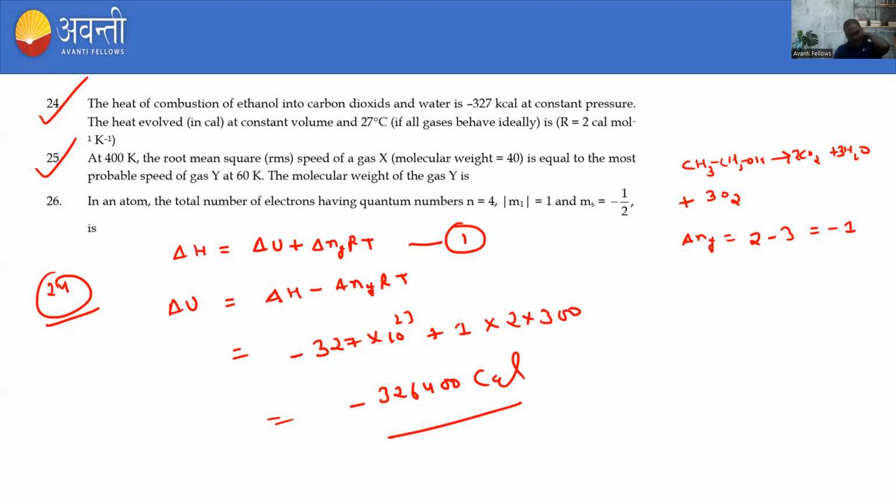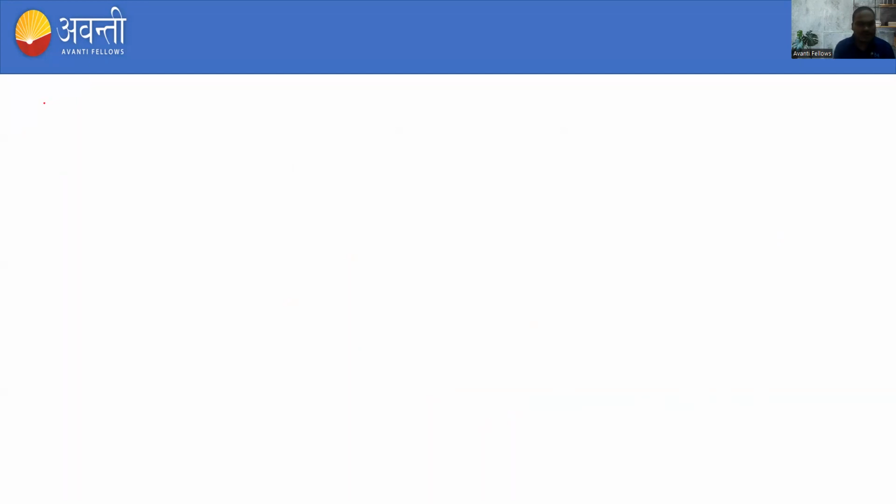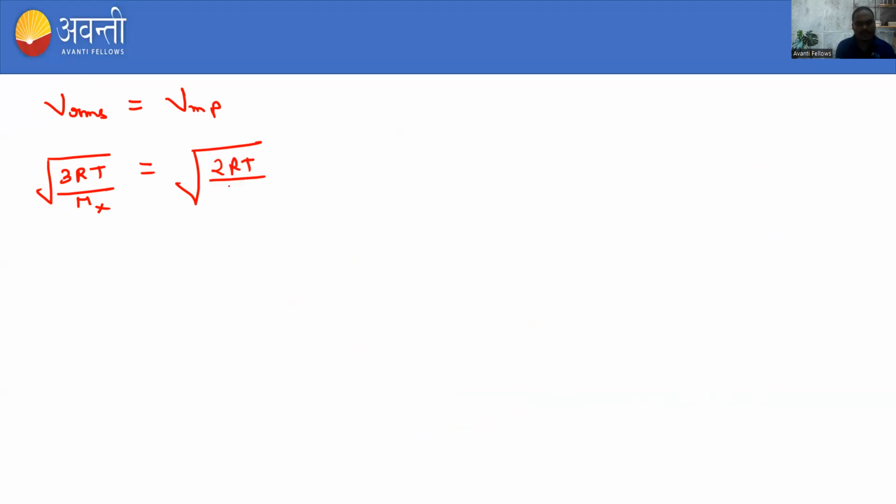That is, at 400 Kelvin, the root mean square speed of gas X, molecular weight 40, is equal to the most probable speed of gas Y at 60 Kelvin. So you need to calculate the molecular weight of gas Y, right? According to the question, it is given V RMS is equal to VMP, most probable speed, right? Now, take the root, that is 3RT upon Mx. This is the formula for the RMS, and similarly we have a formula for the most probable speed, that is 2RT upon My. Right. So just put the values because all values are already given.